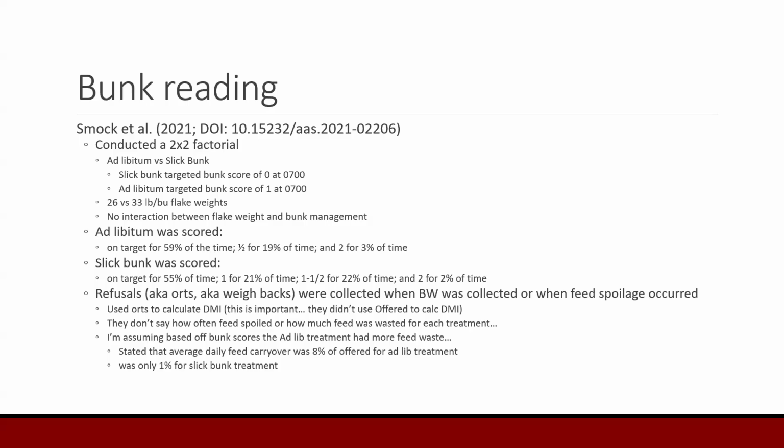They also didn't report how much waybacks there were between the two treatments. So we have no indication of how much feed waste that ad libitum management had. Huge flaw in the paper, in my opinion. So I'm assuming, based off bunk scores, the ad libitum treatment had more feed waste, right? They had more of those ones, more halves, and more twos.